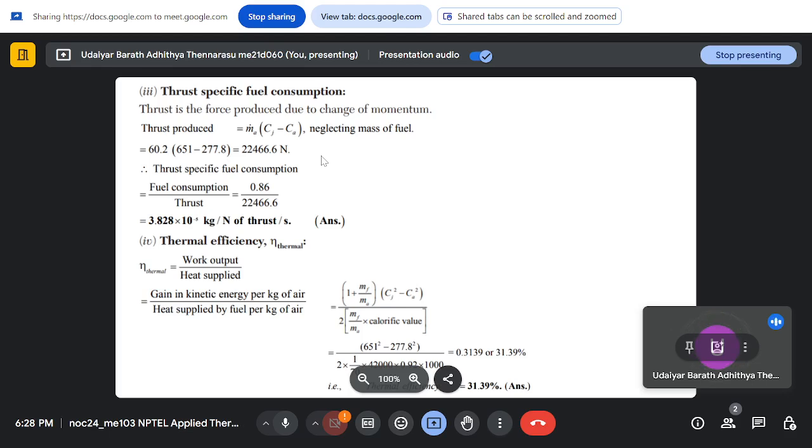Next is thrust specific fuel consumption. This is just like what we did in internal combustion engines: indicated power specific fuel consumption, brake power specific fuel consumption, just like that. This is thrust specific fuel consumption.